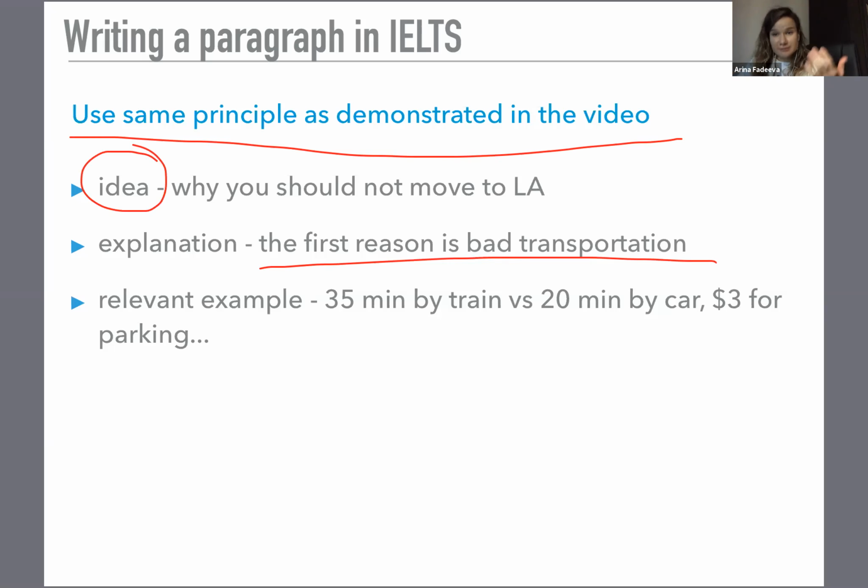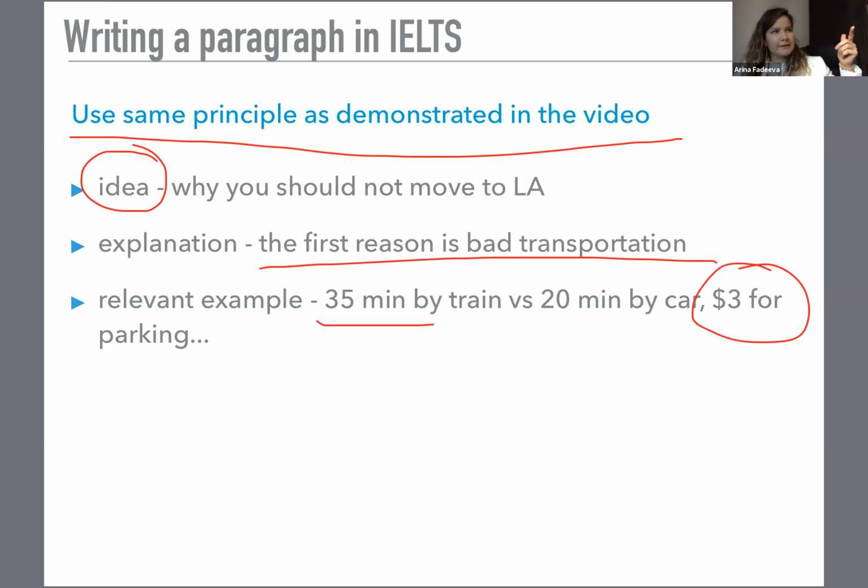The girl explained it and she gave a relevant example with numbers. So she says that it would take her 30 minutes by train or 20 minutes by car, but she would still have to pay $3 for parking.